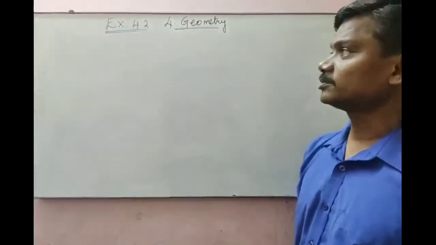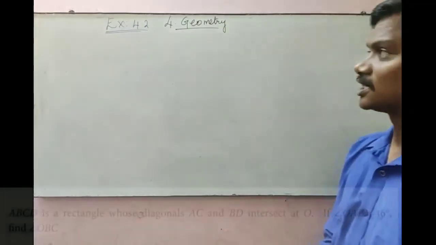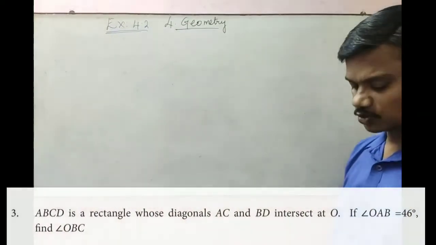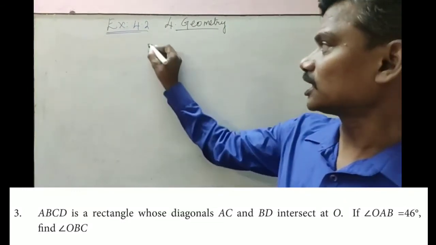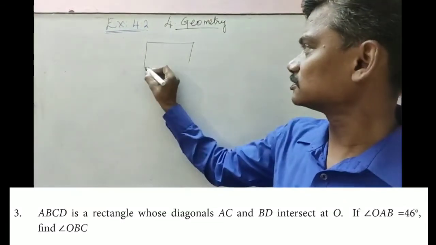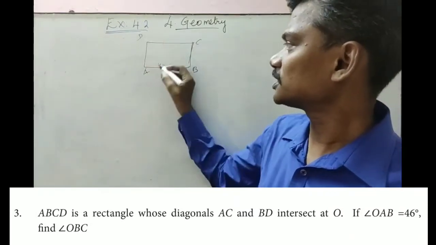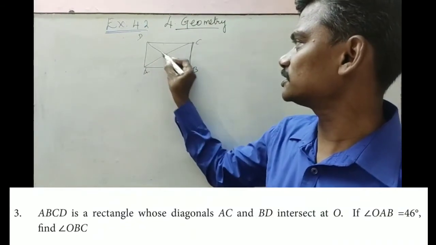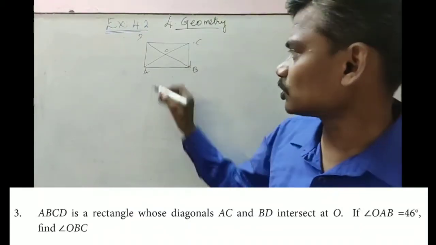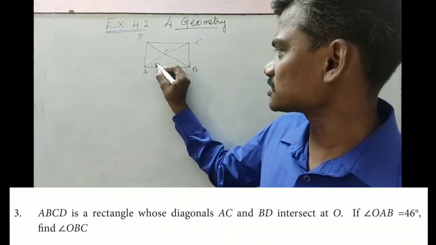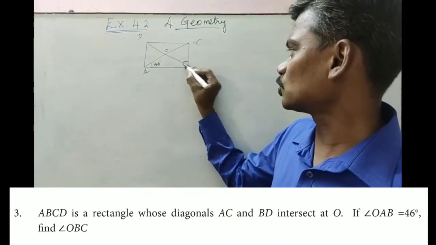Okay, in the third sum, ABCD is a rectangle whose diagonals AC and BD intersect at O. Angle OAB equal to 46 degree. Find angle OBC. Okay, first I am going to take a rectangle. So this is a rectangle with vertices A, B, C, D. Here two diagonals AC and BD intersect at O. If two diagonals intersect at O, then one of the angles is given as 46 degree. OAB is given as 46 degree. They ask you to find this angle OBC.